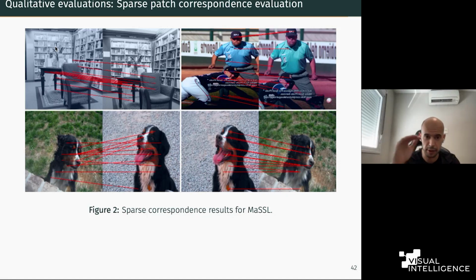In the top row, it's a somewhat easier task because they are different views of the same image. But in the bottom row, you have different images of the same class. Even though they are different images, the correspondence can be done quite well.